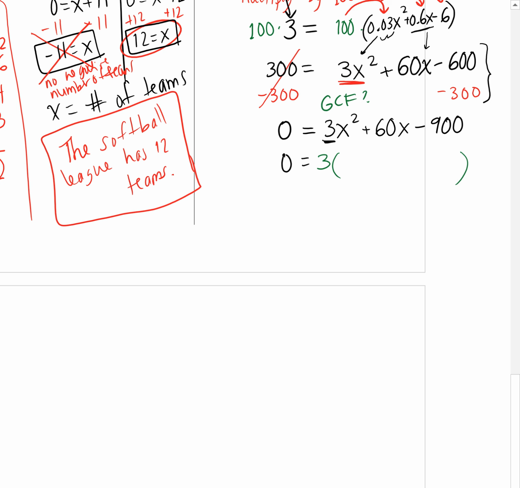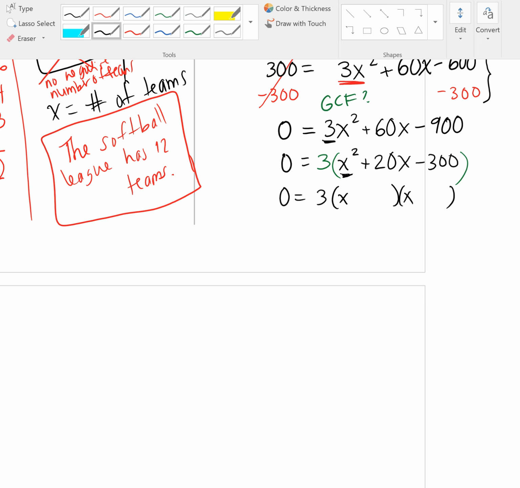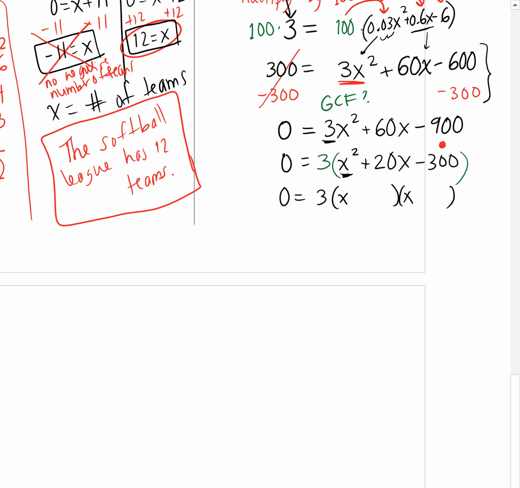I was scared that I'd have to use the x method, but now that I factored the 3 out, I realized I don't actually have to, because now the leading coefficient of this polynomial is a 1. This will be the easy factoring method. Okay. So 0 equals, I'll keep the 3 outside. This is that easy factoring method. I just have to figure out what kind of numbers multiply to -300 but add up to 20.